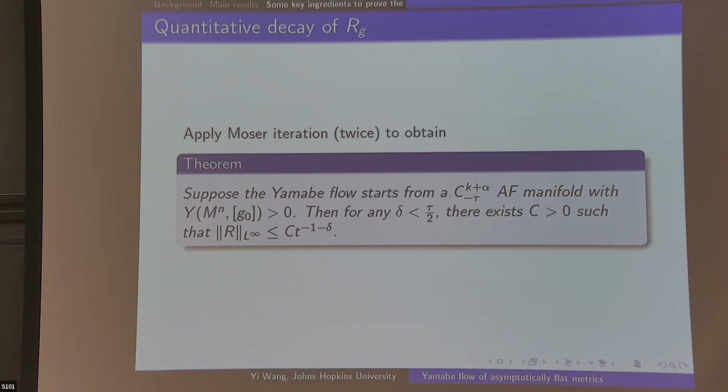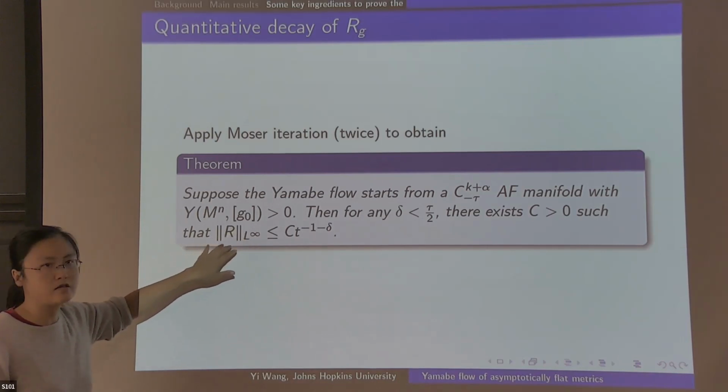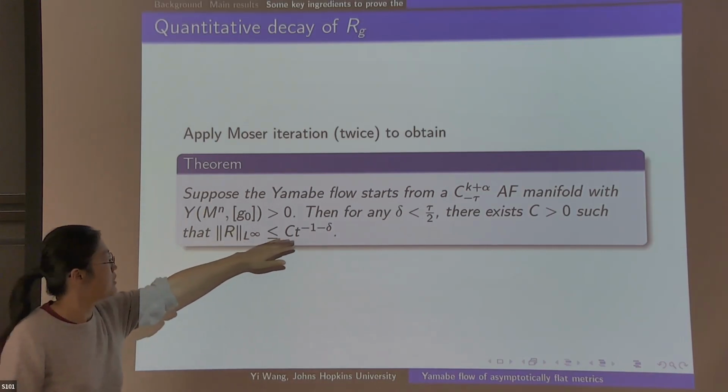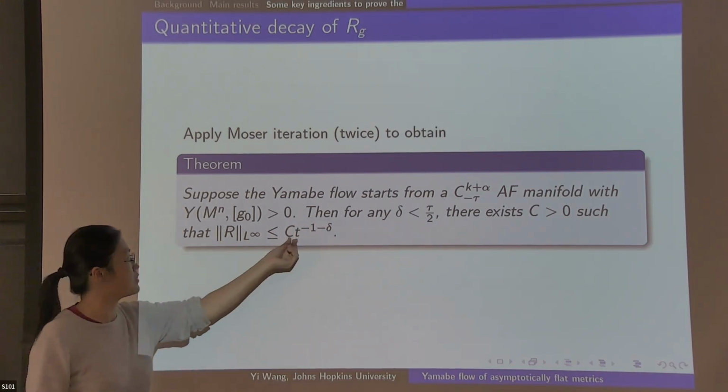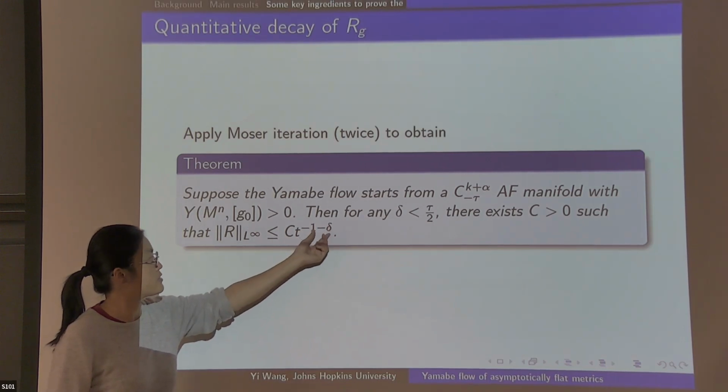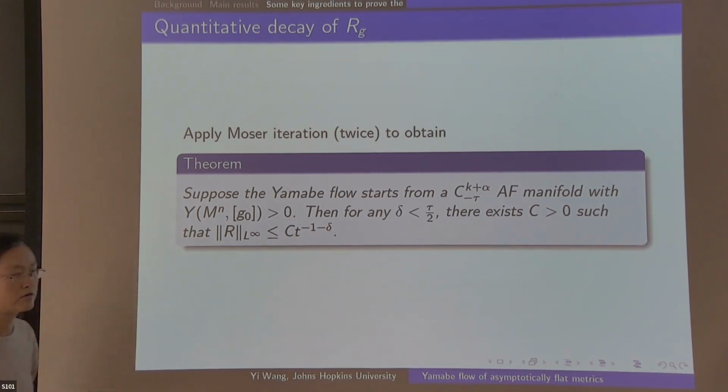And the third part is that we apply the Moser iteration. Actually, we applied it 2 times. The first time we proved the scalar curvature tends to 0, and the second time we proved the scalar curvature has good decay, of order -1 minus delta. So this is something strictly bigger than 1. That's a crucial thing, and this is basically the third part of the technical ingredients to prove the convergence.